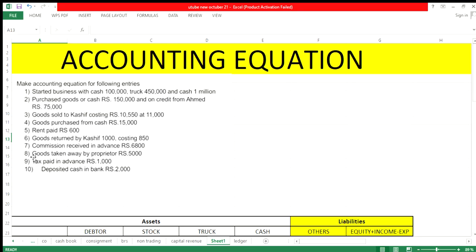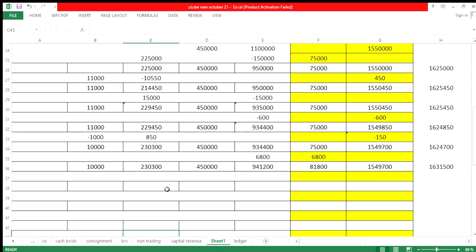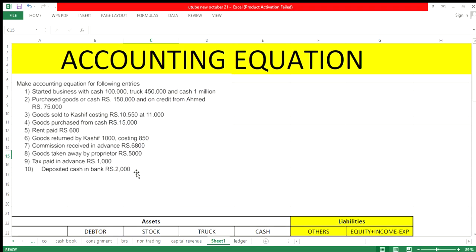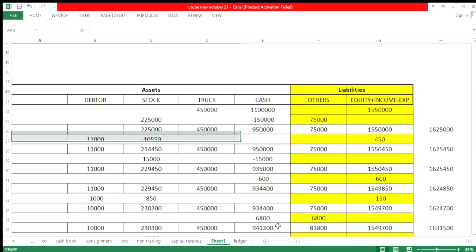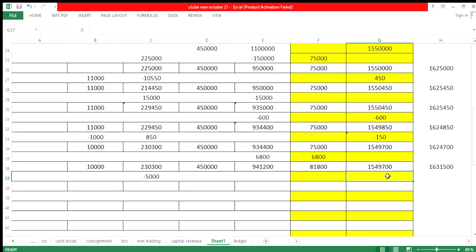Now 8. Goods taken away by the proprietor. Goods which are taken away by the proprietor, there will be decrease in stock. 5000. Decrease means you are going to subtract 5000. Okay. So goods are taken away by the proprietor. It means goods are going out. Decrease, and anything which is taken away by the proprietor, those are called drawings, with which your capital would be decreased. And over here 5000 would be subtracted.